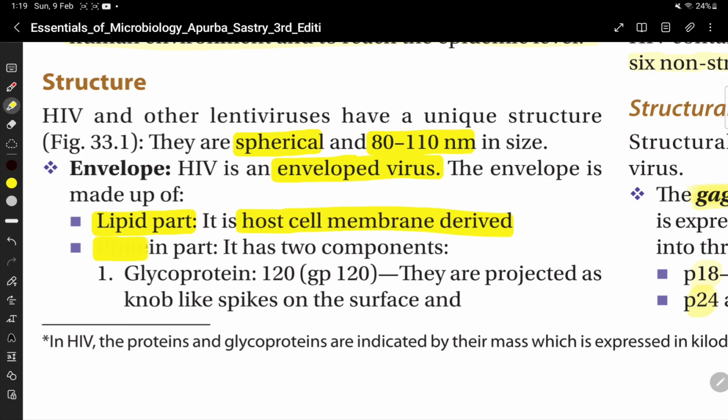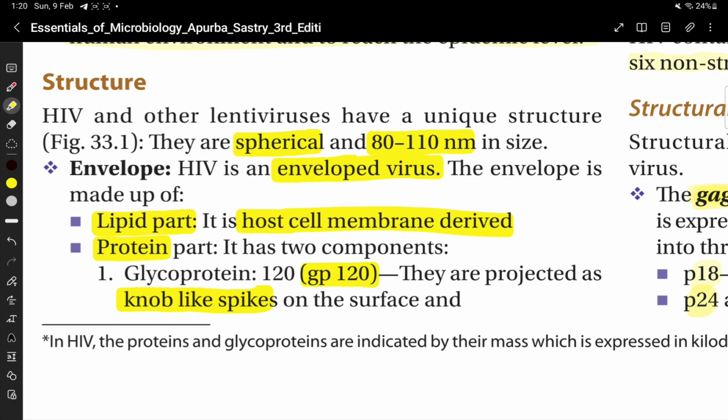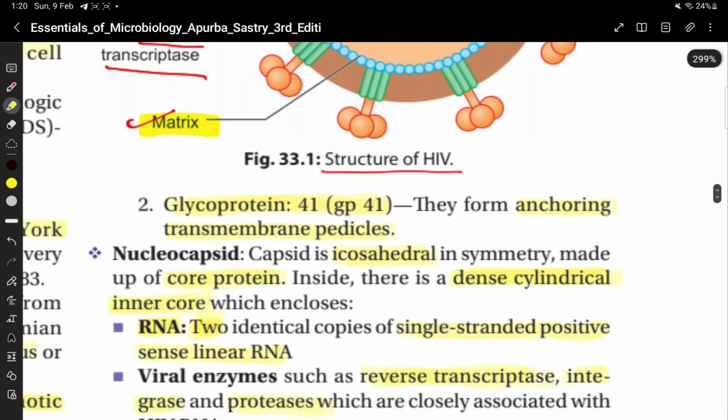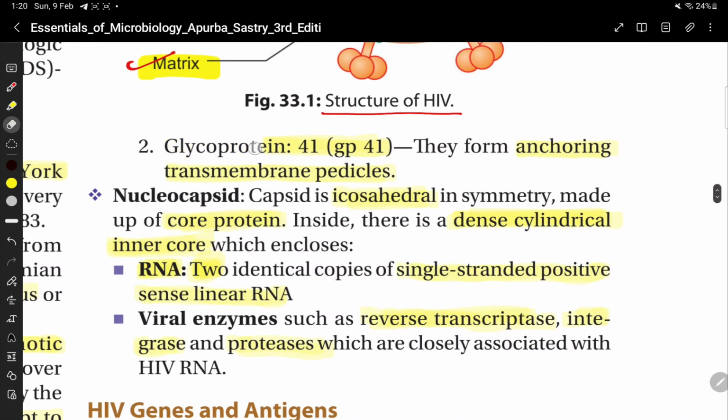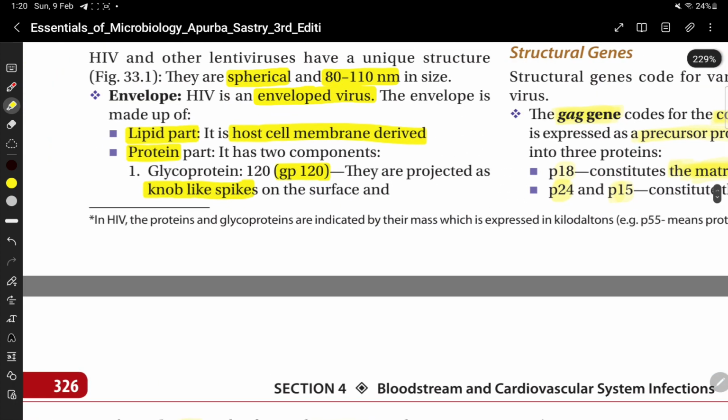Then the protein part has two components. Glycoprotein 120 is projected as knob-like spikes on the surface. Then glycoprotein 41, or GP41, forms the anchoring transmembrane peptide. So first there is the envelope.